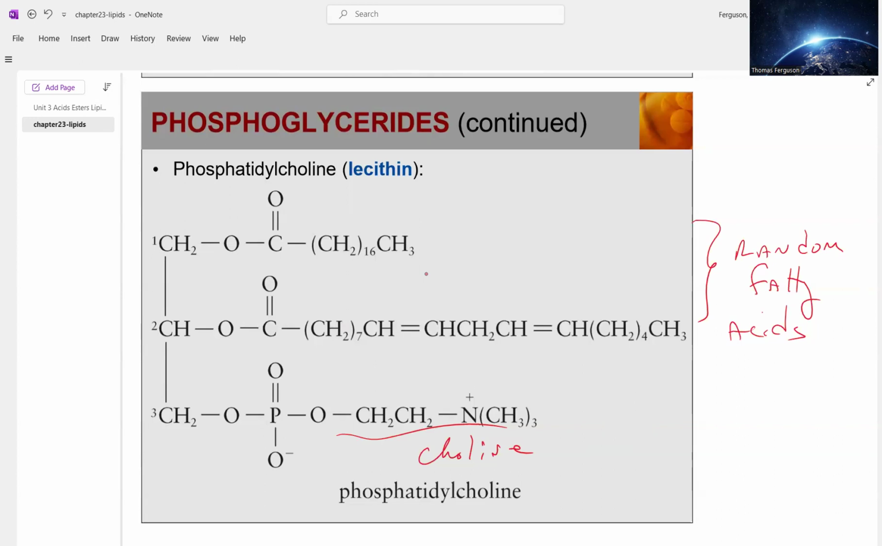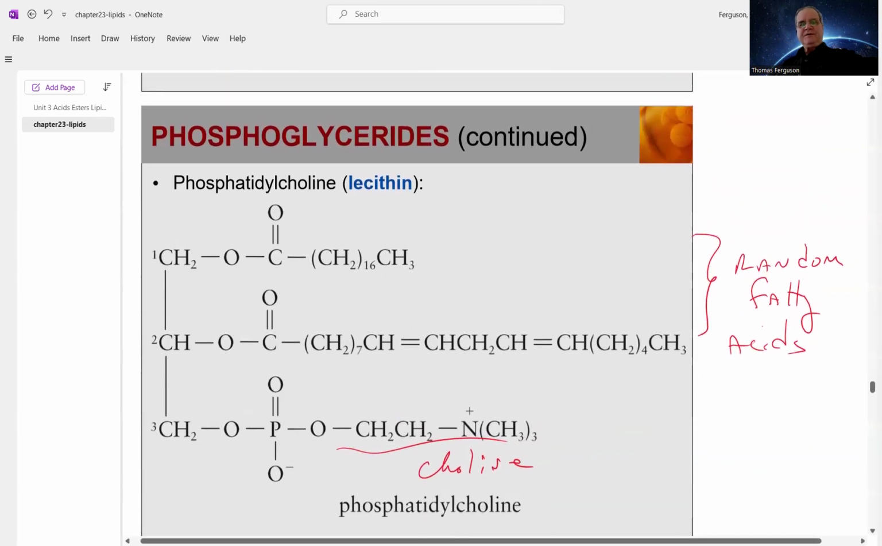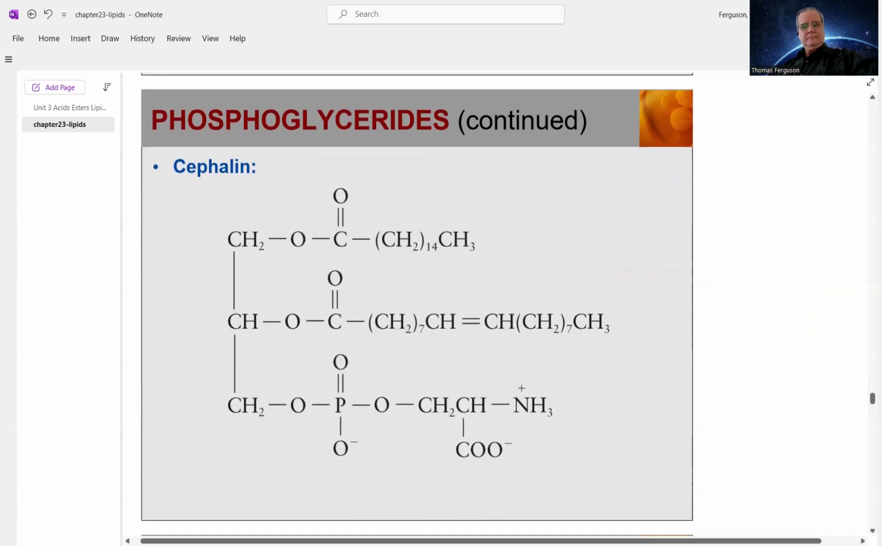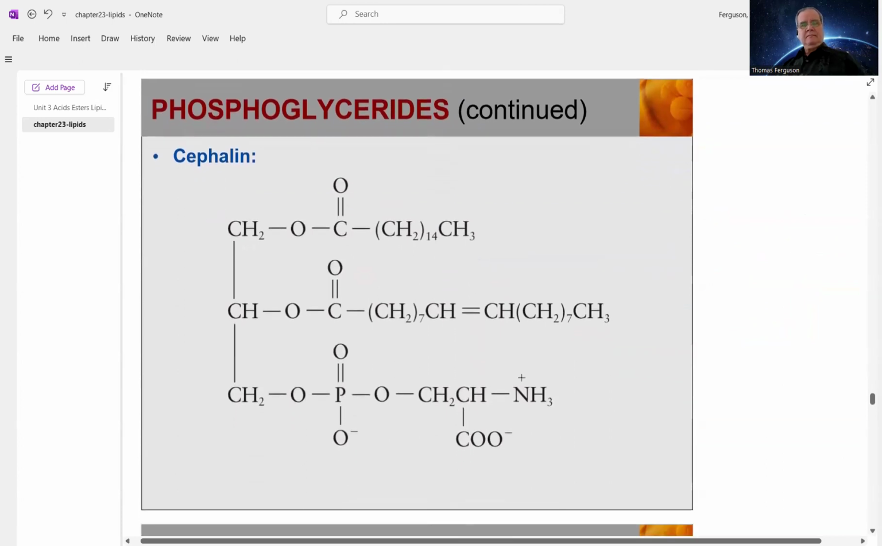Now, there are a number of structures you need to know for this test. Choline is one of them. So you need to be able to put together lecithin. This is another phospholipid, slightly different. What's different about it is not using choline. It's using an amino acid.